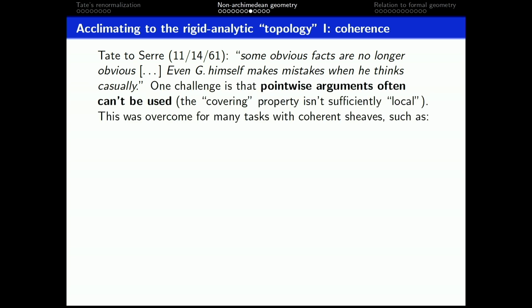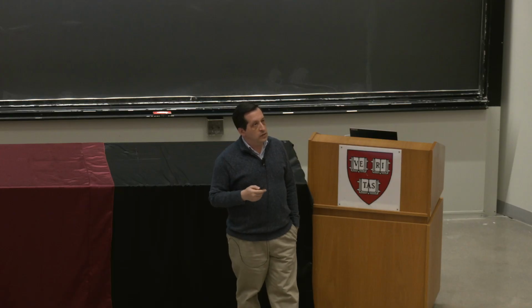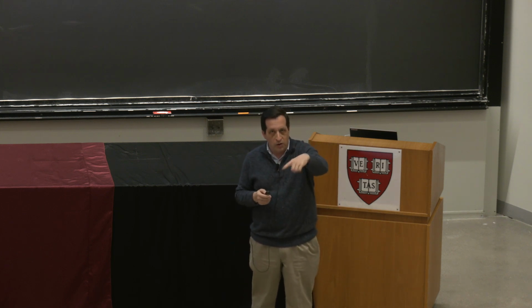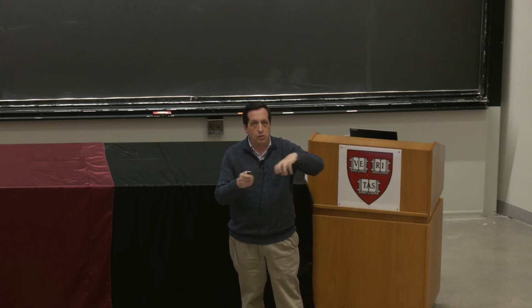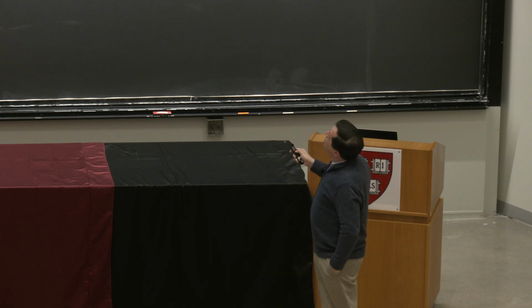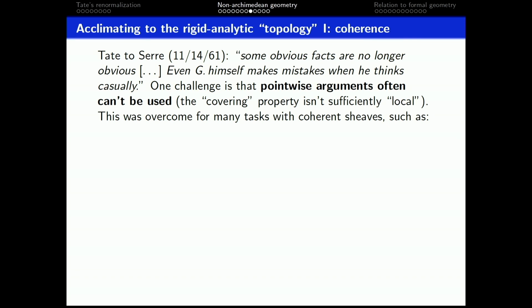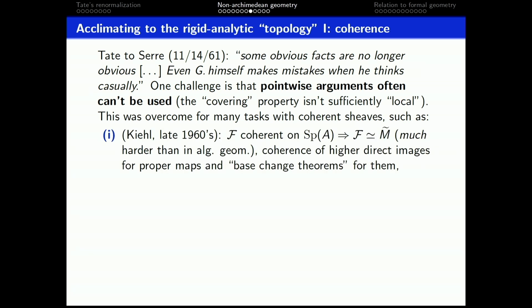And one of the sources of difficulties in working with these things is that you can't use pointwise arguments anymore. Okay, when you do analytic geometry over the complex numbers, you would take a point, draw a little ball around it, do something, use local compactness. But here, the problem is that he manually declared the finite subcovers by definition. So somehow the theory is not sufficiently local in how it's set up, so you can't use pointwise arguments. Fortunately, at least for tasks related to coherent sheaves, these difficulties could be overcome.